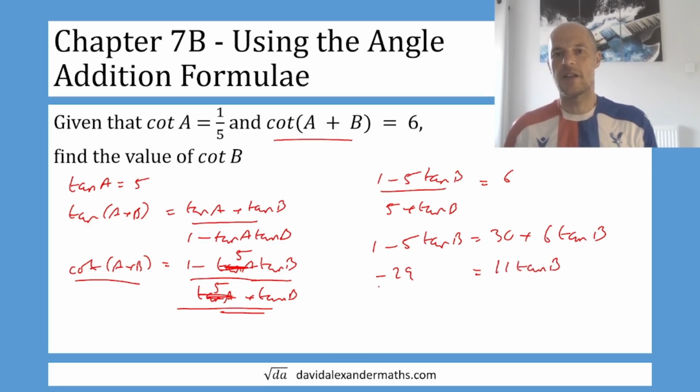So therefore negative 29 over 11 is tan B. So therefore the cot of B is just this flipped. So the cot of B is minus 11 over 29.